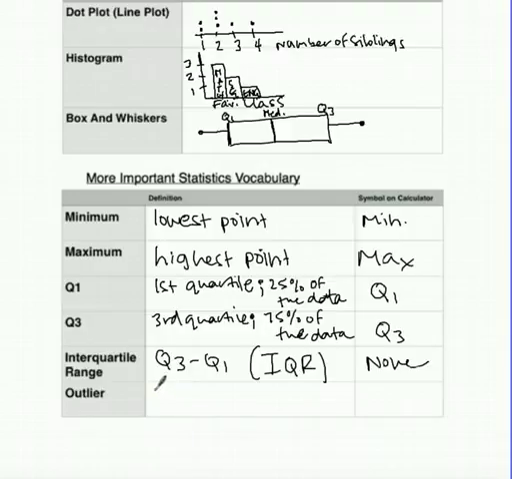Any outlier is going to be an extremely high or low point. And there is not a button on your calculator for outlier as well.